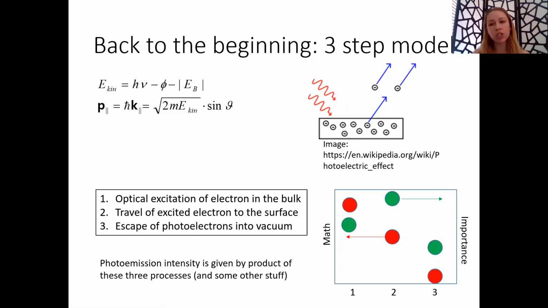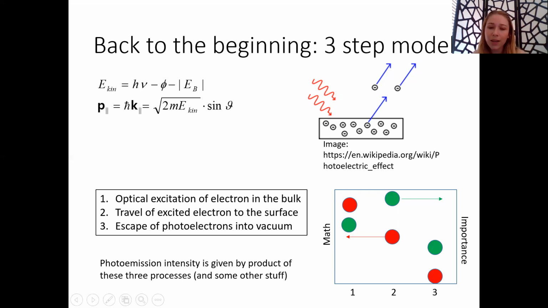And the photoemission process is modeled using a three-step model, and the three steps are as follows. So the first step is optical excitation of electrons in the bulk. The second step is travel of the excited electrons to the surface. And then the third step is escape of the photoelectrons into the vacuum. So the photoemission intensity is given by the product of these three processes and then some other stuff.